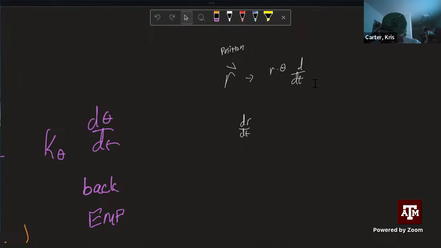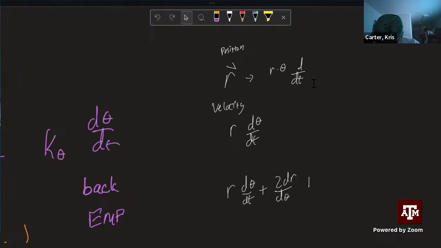No, hold up. You get r d theta over dt, and then this is your velocity, and then you take the derivative again, you get, I think it's r d2 theta over dt2, plus 2 dr d theta, plus d2 r over dt squared.